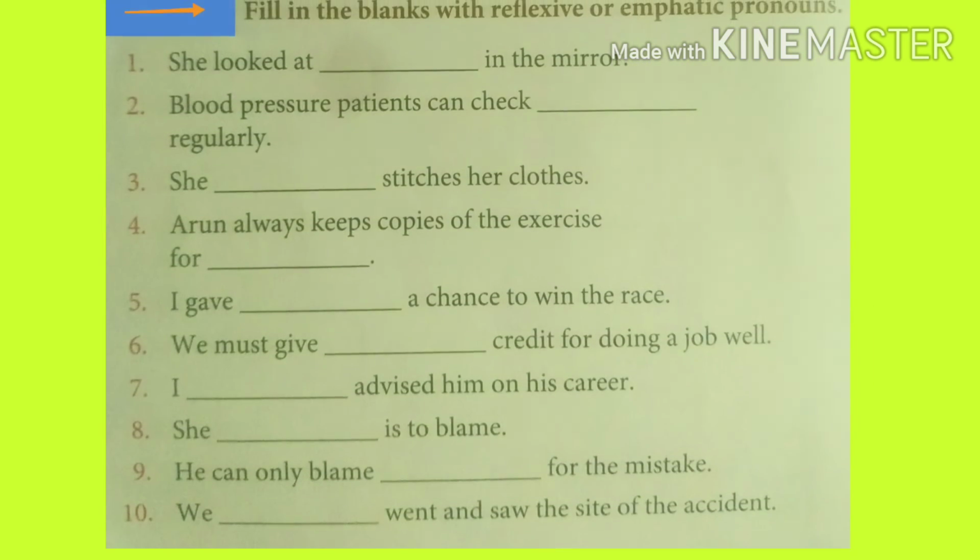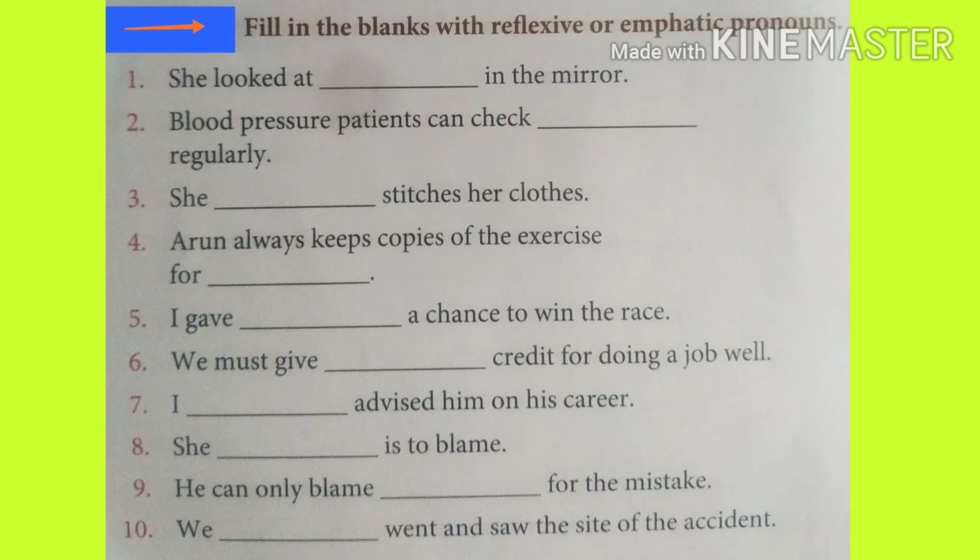So now let's do some exercises. So here you have to fill in the blanks with reflexive or emphatic pronouns. So look at the first sentence. She looked at dash in the mirror. So for the personal pronoun she, we use the reflexive pronoun herself. Yes. So the answer is herself.